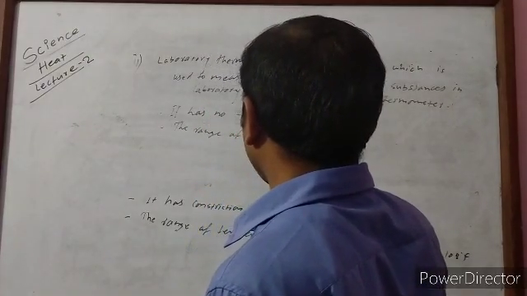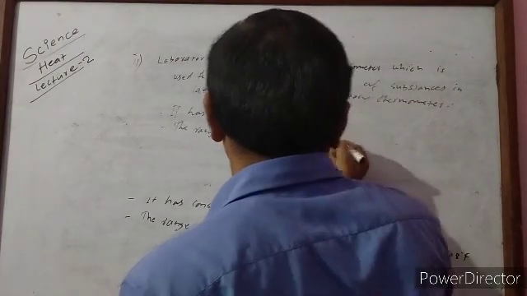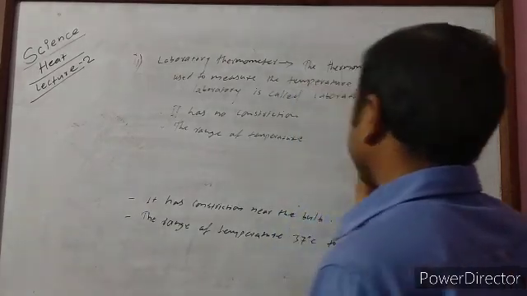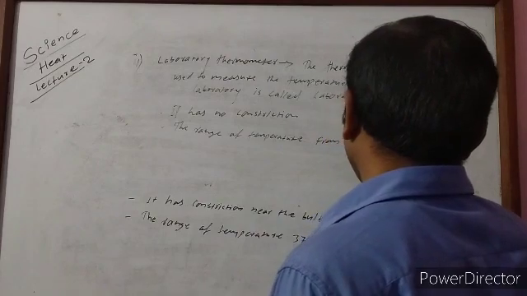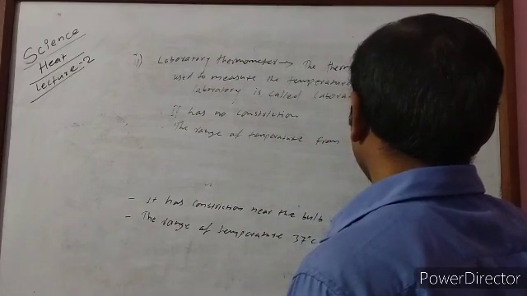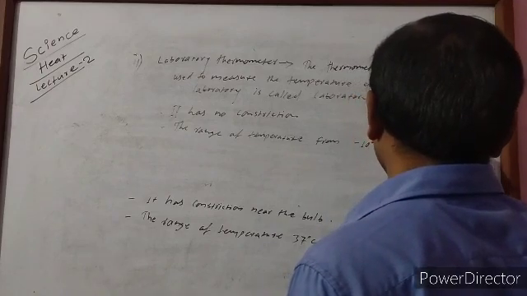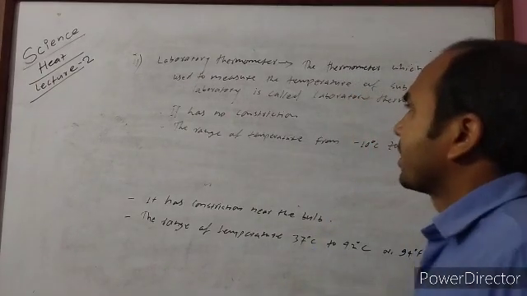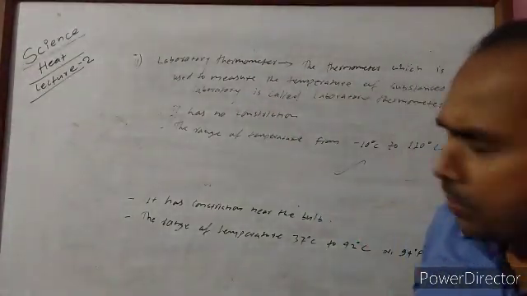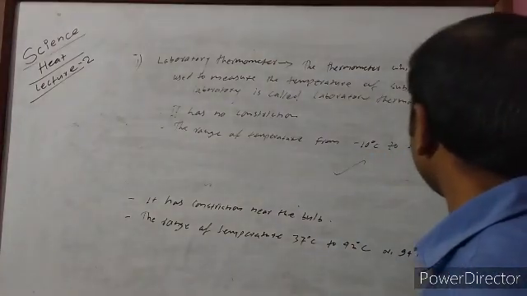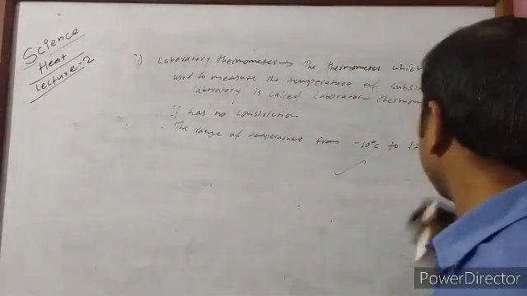The range of temperature is from minus 10 degrees C to 110 degrees C. This is the range of temperatures given in laboratory thermometers. It means the temperature of a substance lying between minus 10 degrees C and 110 degrees C can be measured with the help of laboratory thermometers.